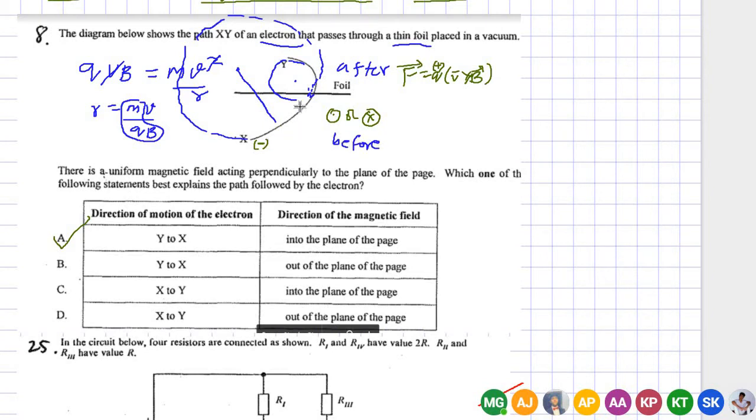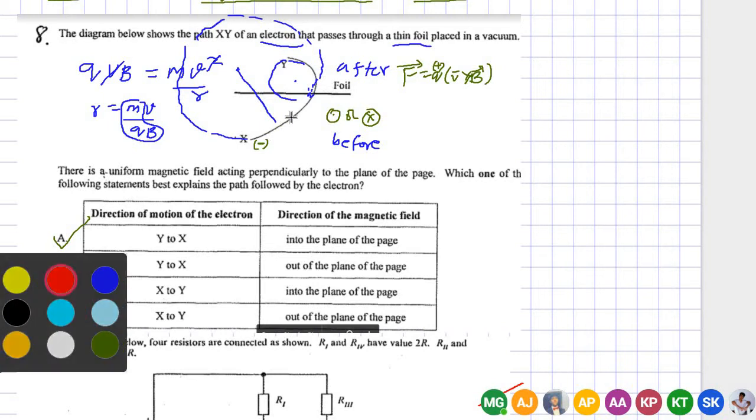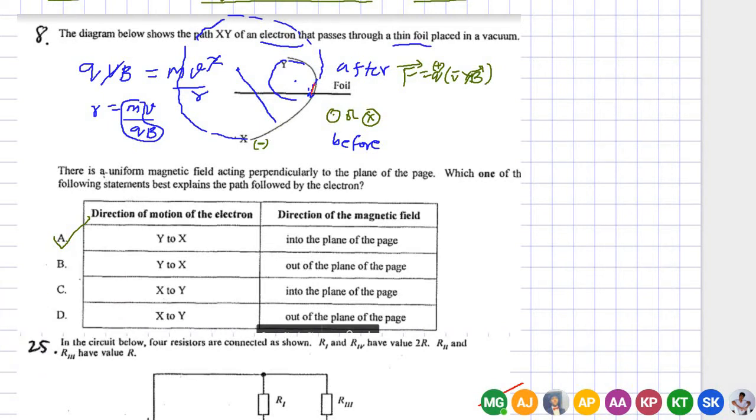So it's going from X to Y. So if it is going from X to Y, the velocity vector at the location of the foil should be up the screen. So this is the direction of the velocity vector, up the screen. Now use your right hand cross product rule. The thumb should be towards the right hand side.